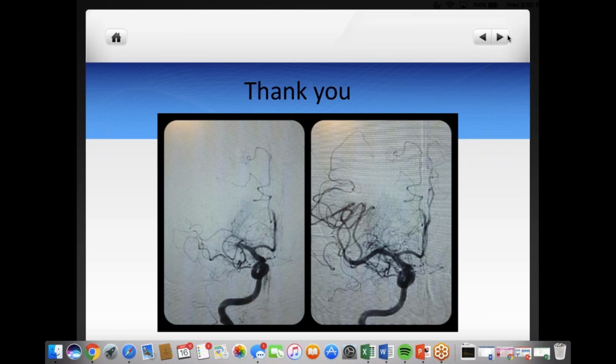Why? Because if the whole MCA territory has infarcted, your procedure won't have much utility anymore. And moreover, you're increasing the chances for hemorrhagic conversion. So I think in that sense, MRI answers that very, very central question in stroke treatment, which is how big is your stroke core?